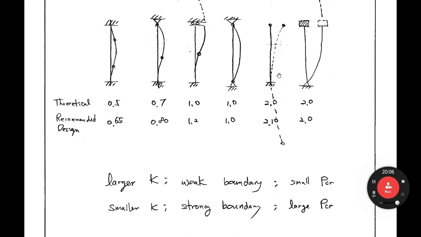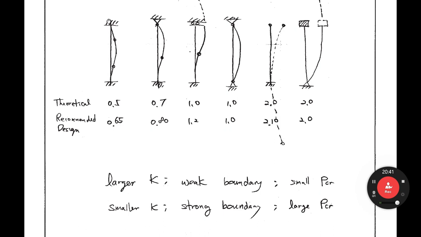This cantilever is weaker. So a weaker column has a large K value. The boundary is weak, so you have a small PCR. In the smaller K case, you have a strong boundary, and then you have a large PCR. So if you consider now the recommended design value, look at this one.